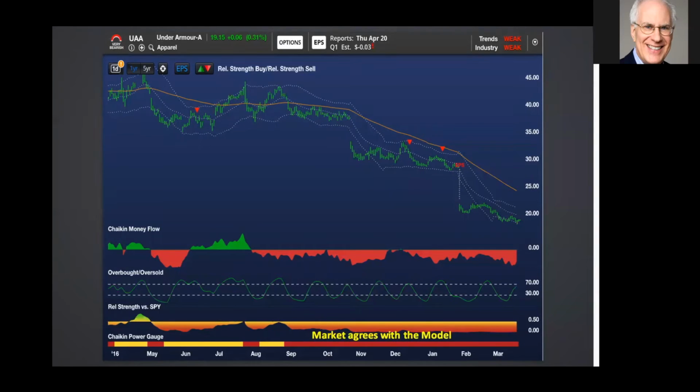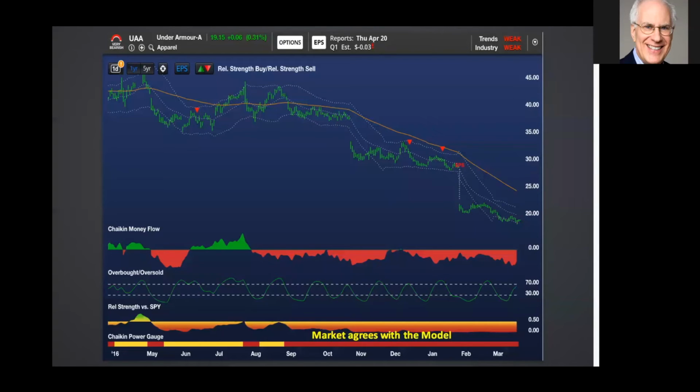Now, the reason there's only one earnings report on this is that Under Armour recapitalized. This is a new class of stock, and our database has continuous prices, but the earnings are sitting there under the symbol UA, not UAA. But here's a classic Chaikin bear. The next earnings report is due out April 20th. Our earnings alert indicator says, watch out for another negative earnings surprise.